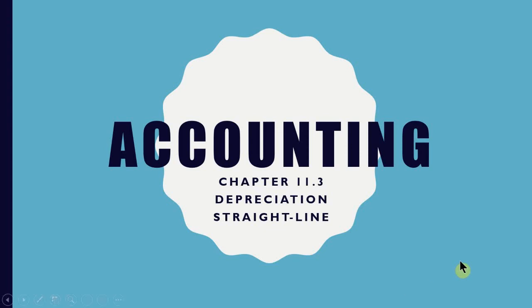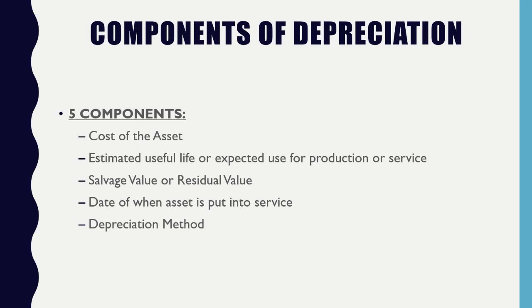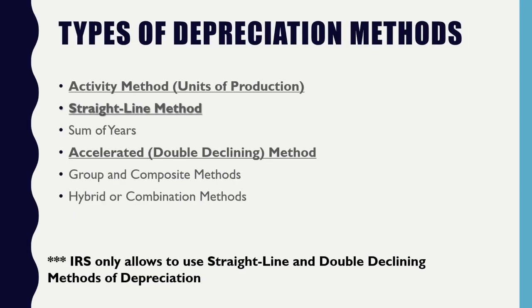So, welcome back to 11.3 depreciation. Now we're going to take a look at straight line. Again, we talked about the 5 components. These are all necessary in order for you to be able to do depreciation, right? Same exact materials that we need, only difference is how we are calculating it. Therefore, we're looking at the very last method, which is called straight line.